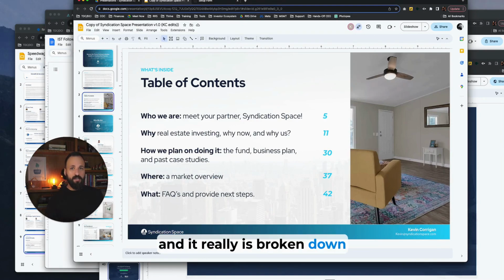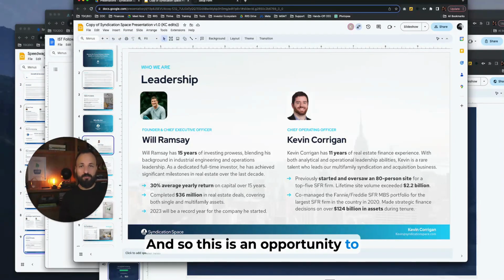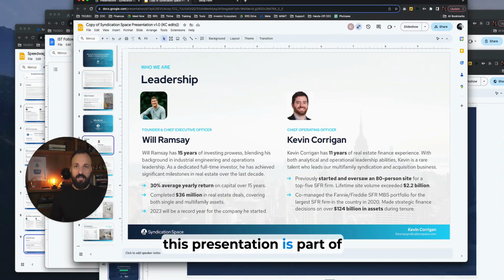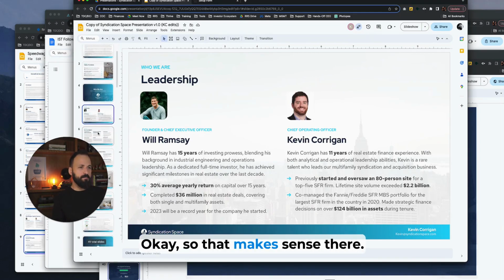And it really is broken down into the who, why, how, where, and what. I love the simplicity of it. This is a twist that they put onto our framework, and I think it's so simple, and I love that. Starting with the who. And so this is an opportunity to introduce the speakers of this presentation. And by the way, this presentation is a part of this marketing funnel, this ecosystem, and this is also going to be the same presentation used in their on-demand webinar. Okay, so that makes sense there.